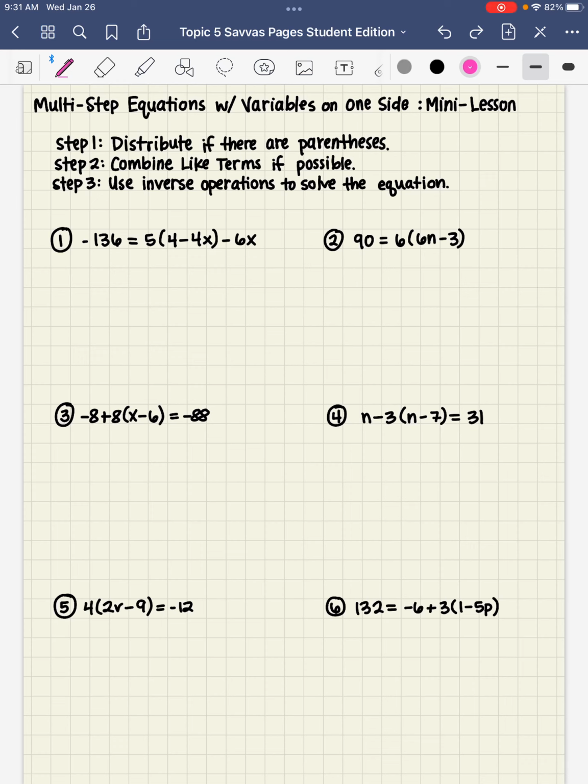Hey y'all, today is January 26th and we're talking about solving multi-step equations with variables on one side. This is a little mini lesson, so grab a piece of paper, a pencil, your calculator, and let's get started.